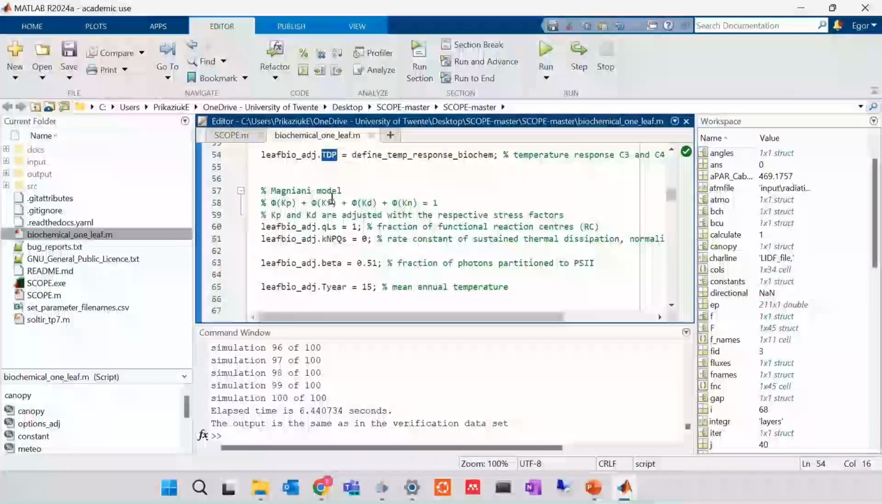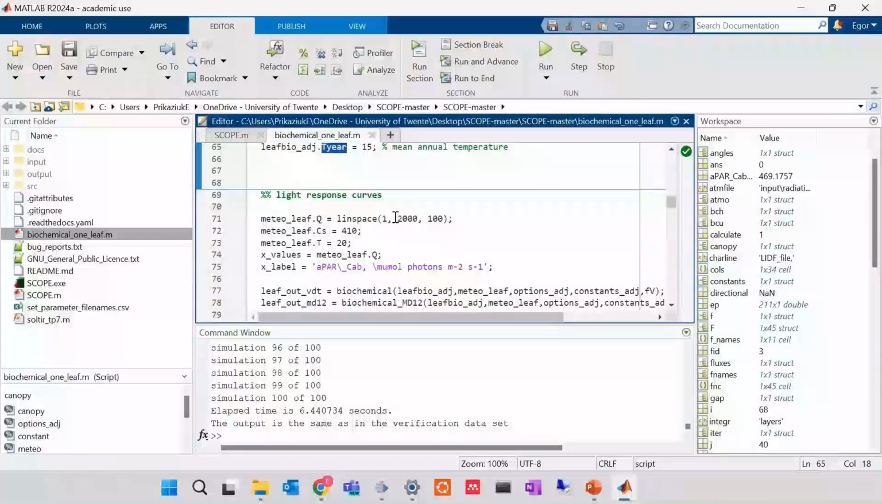For the Magnani model, the adjustments are happening at the Kp and Kd level, so photochemical and basal heat dissipation, with the help of QL and Q and PQ, the parameters that can be measured with, for example, pulse amplitude modulation. Beta is a fraction of photons partitioned to photosystem 2. It's also present in the Van der Waals model, it's hard-coded inside. And the temperature correction is based on the mean annual temperature that the plant experiences, compared to the Arrhenius functions in the other model.